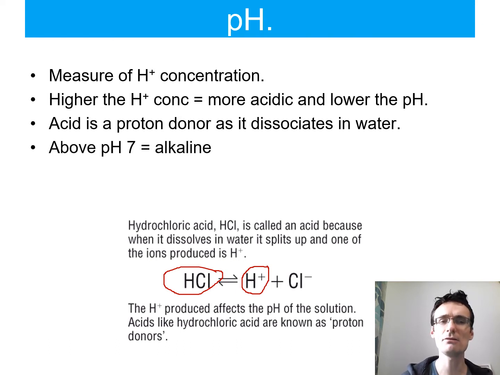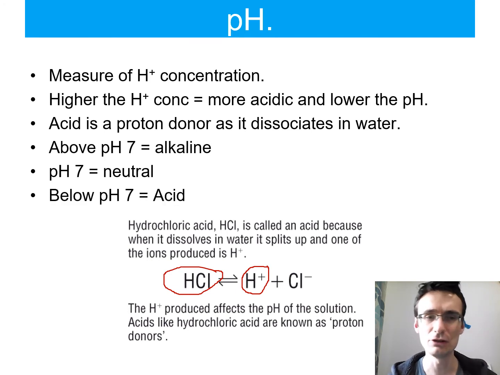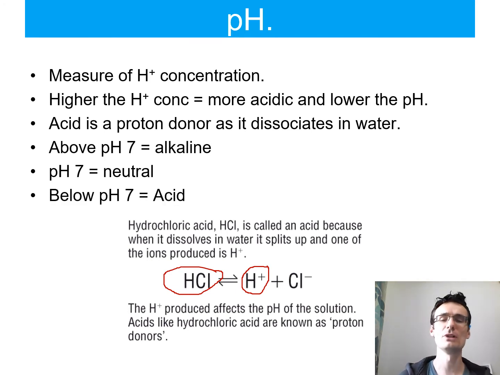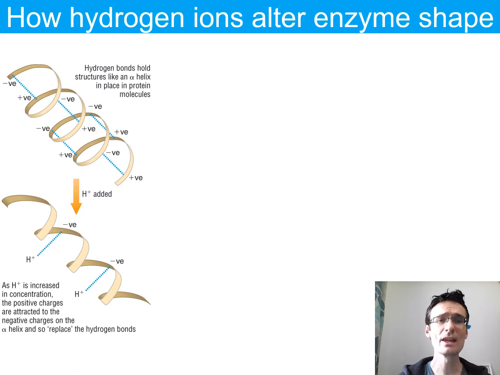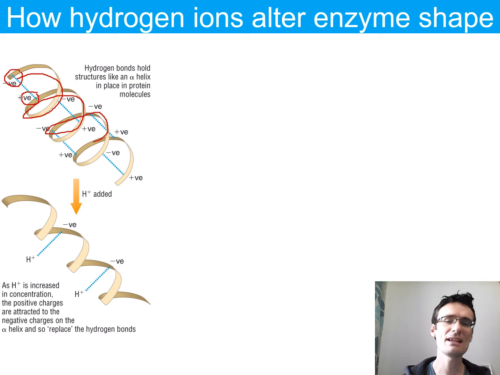Above pH 7 is called an alkaline, and pH 7 is obviously neutral, so that's what you should know from GCSE. So, how then does this affect enzymes? Well, if you know about the secondary structure of a protein, you've got the alpha helix structure, and the alpha helix structure, as well as areas of the tertiary structure, are greatly held together by hydrogen bonds. You have slightly negative and slightly positive molecules forming hydrogen bonds together, which allows this spiral shape of the alpha helix structure to be held together. And the same with the beta pleated sheet, that's held together by hydrogen bonds as well.